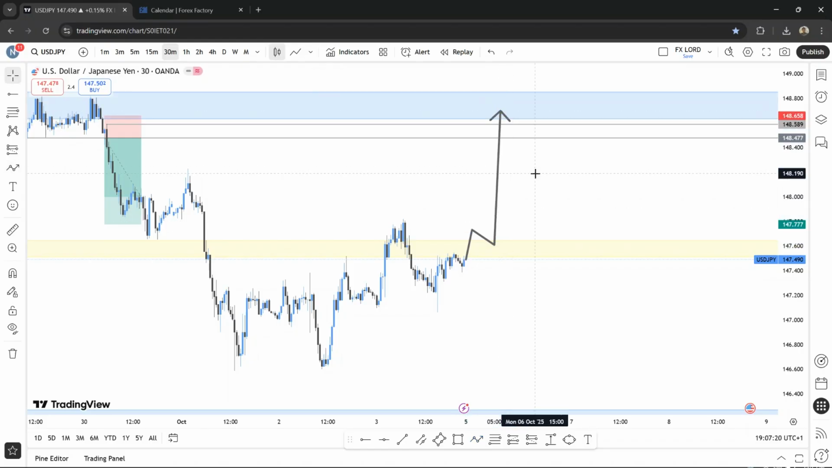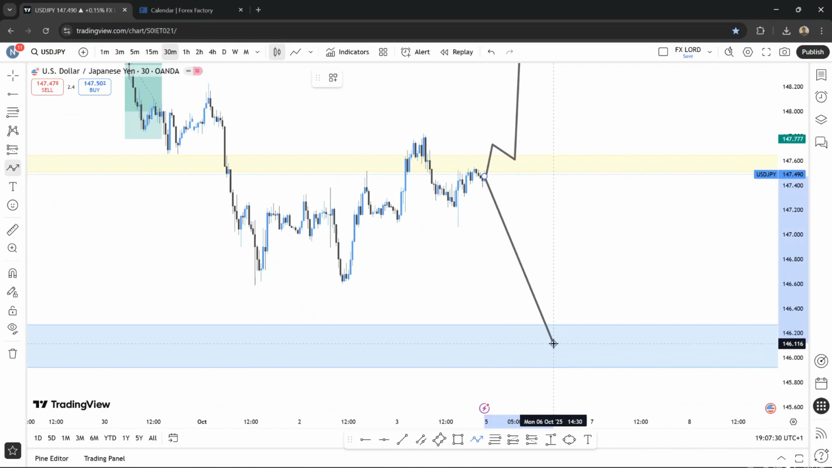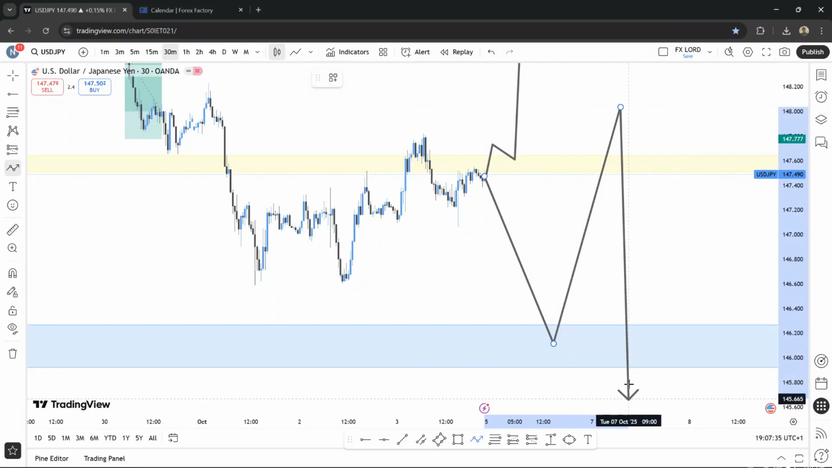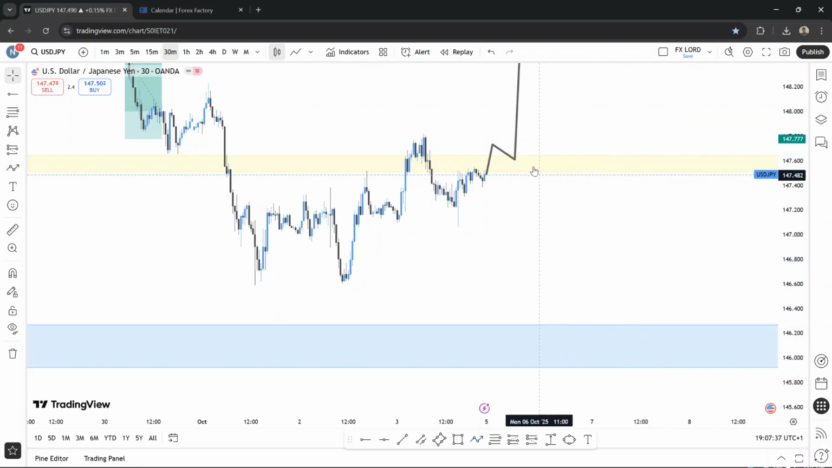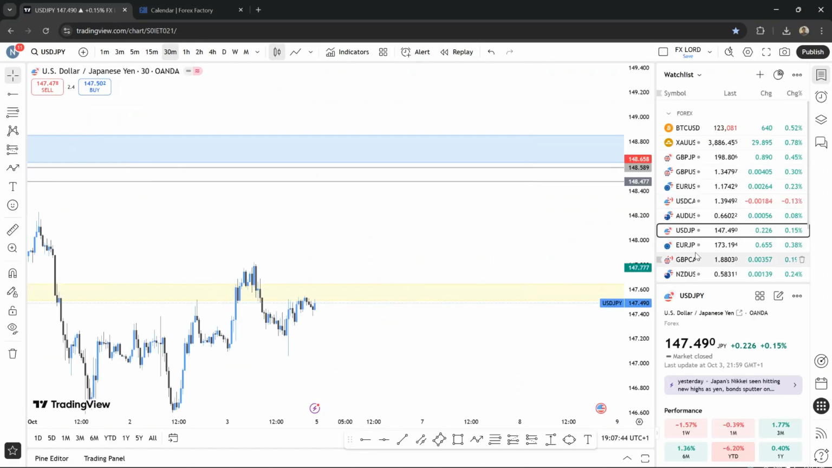So this is my bullish scenario on USD. My bearish scenario is price coming back, and once I get a confirmation around here, I'll just buy it back to this level. And maybe when we get to this level, we can now consider going back to the upside, or we continue back to the downside. So that's my bullish scenario and my bearish scenario on USD. And I think that's basically the few pairs I'm going to be looking at.